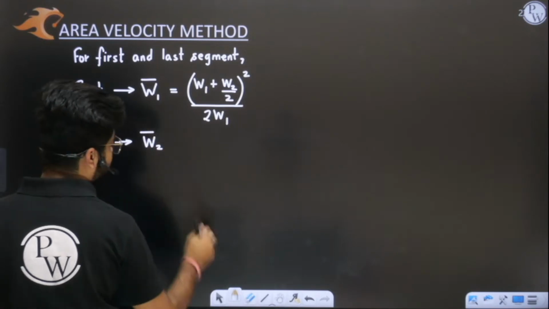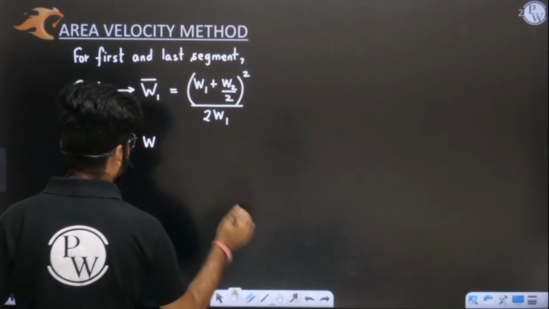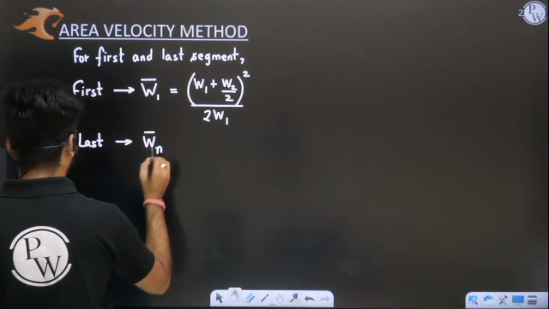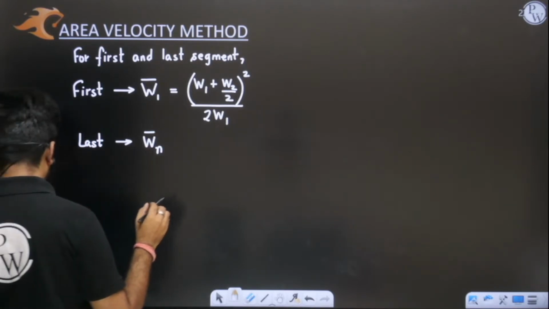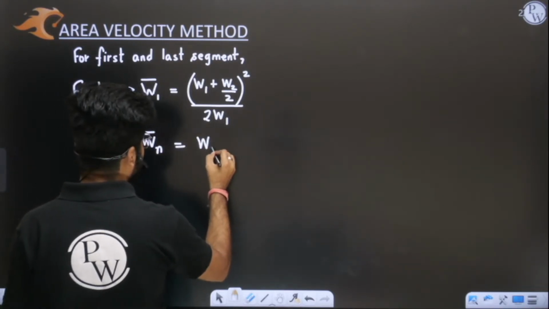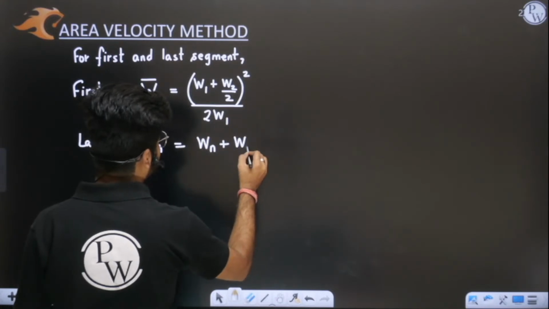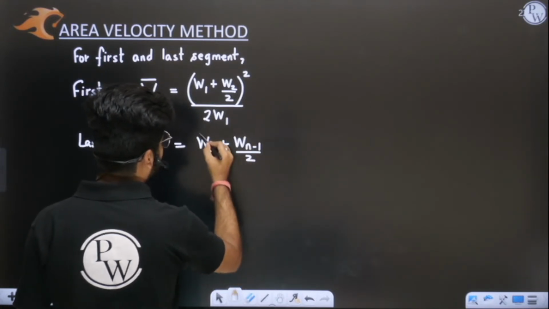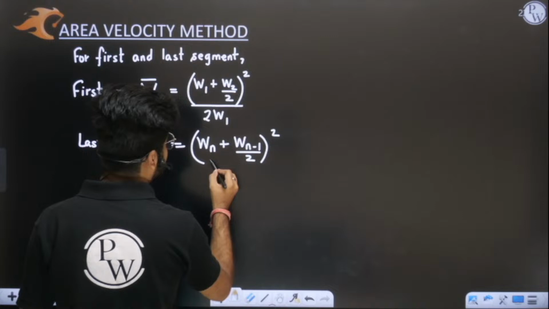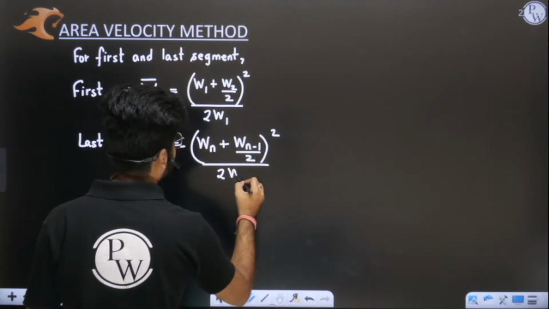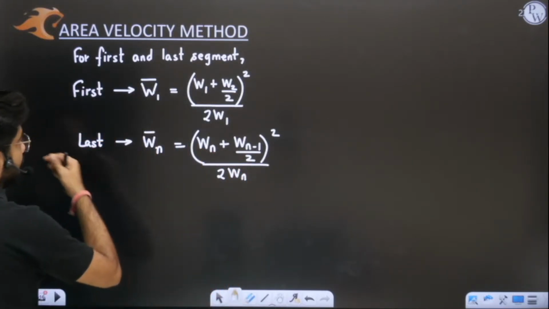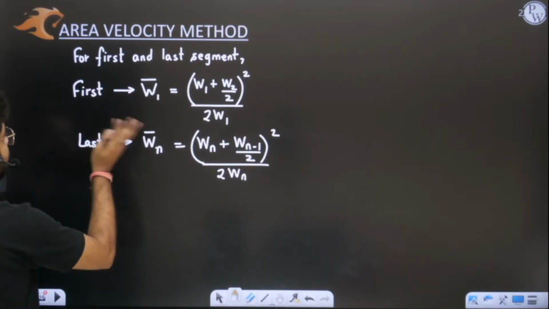For the last one, we have Wn average, because it is the nth segment, which is given as (Wn plus Wn minus 1 by 2) whole square divided by 2Wn. So these are the formulas with the help of which you will calculate average width for the first and last segment.